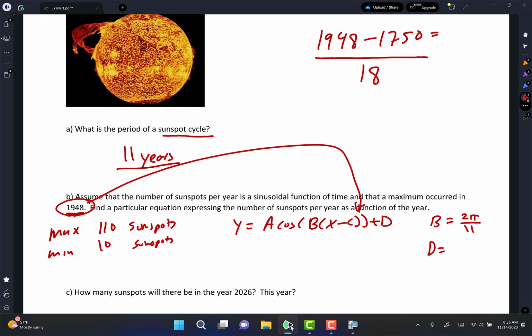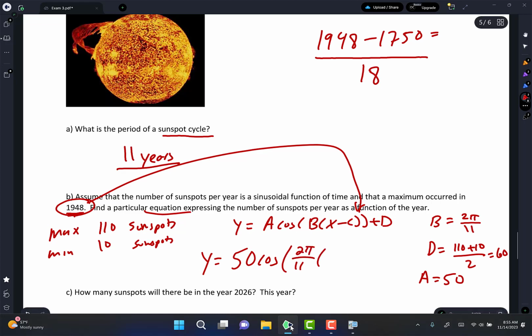So the midline is just going to be 110 plus 10 divided by 2. So that's 120 divided by 2. That is 60. And the difference between 60 and 110 is 50. So A has to be 50. So there it is, guys. I got everything I need. So find a particular equation. Y equals 50 cosine 2 pi over 11 parenthesis x minus 1948.